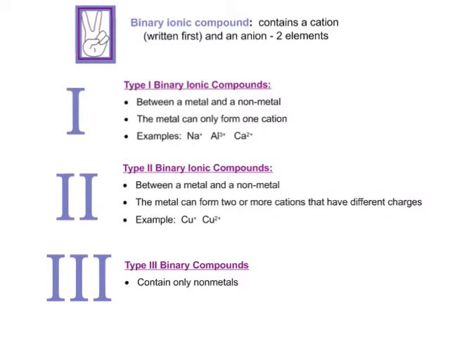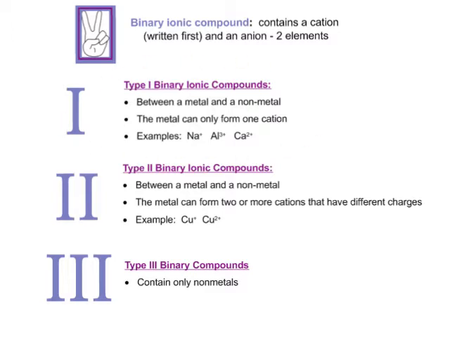So what is a binary ionic compound? That's what we're going to learn how to name. Well, binary means two. It's something that contains two elements. And an ionic compound contains a cation, which is written first, and an anion. We're going to look at three types of binary ionic compounds.